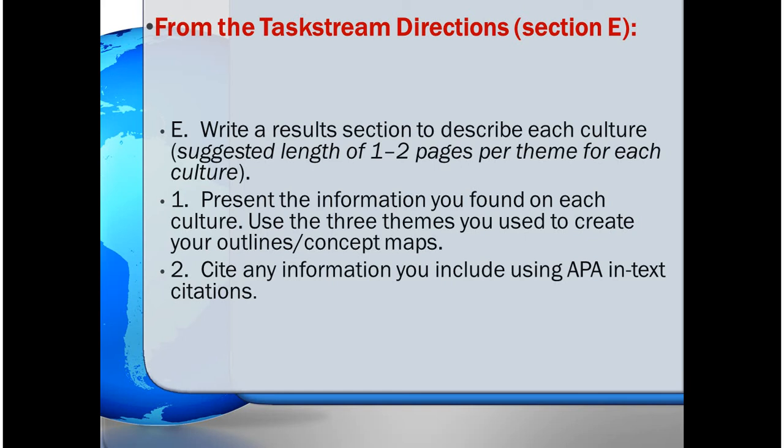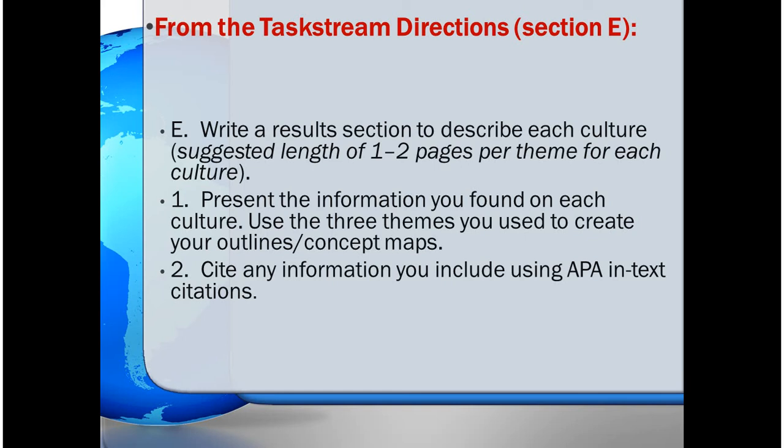The recommendation in Task Stream is that you have at least 1 to 2 pages per theme for each culture. That's going to put this section somewhere between 6 and 12 pages in length. So that gives you some idea of the amount of writing that you might need to do here.